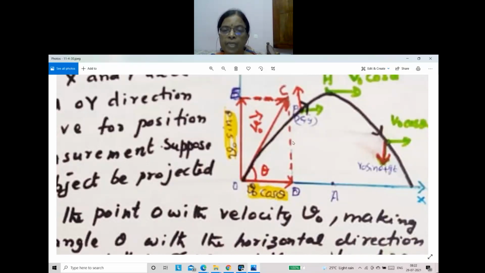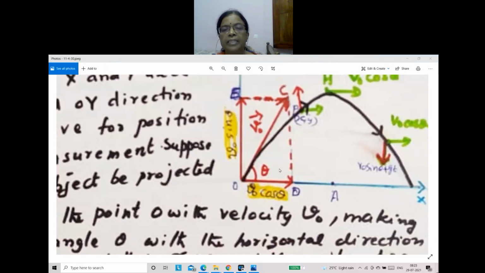Draw perpendiculars to both the axes where the perpendiculars meet. Here at the point D, the perpendicular is meeting on the x-axis. So this is one component of this velocity vector v0. Adjacent to this angle theta, this adjacent side is the cos component, v0 cos theta. The angle of projection is theta, with an angle like 40 degrees or 30 degrees. That is the angle of projection.